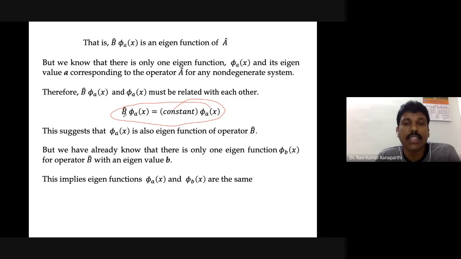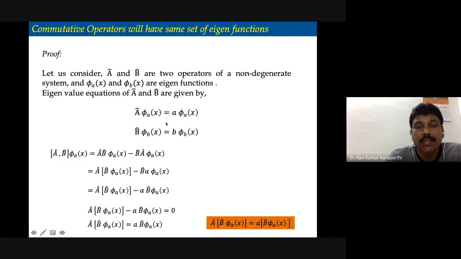There is no way that these two relations can actually be satisfied, isn't it? So therefore, this proves the statement. Essentially, we initially assumed that we have two different eigenfunctions for the two operators, and at the end we showed that the two functions are not different, they are the same. That means basically they will have the same set of eigenfunctions. I hope that you followed.